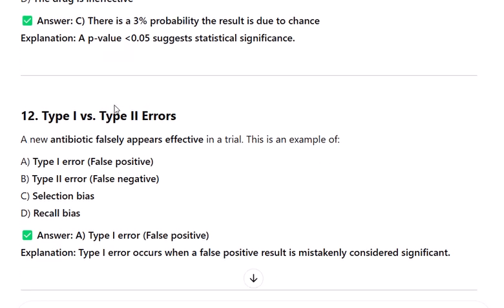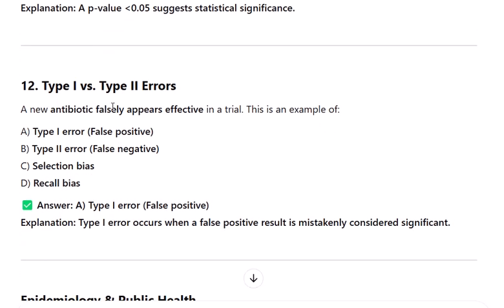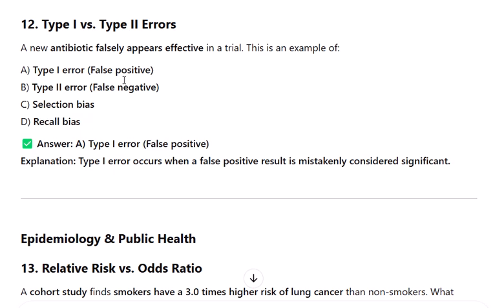12. Type 1 versus Type 2 errors. A new antibiotic falsely appears effective in a trial. This is an example of A, Type 1 error, false positive. B, Type 2 error, false negative. C, selection bias. D, recall bias. Answer: A, Type 1 error. Explanation: a Type 1 error occurs when a false positive result is mistakenly considered significant.